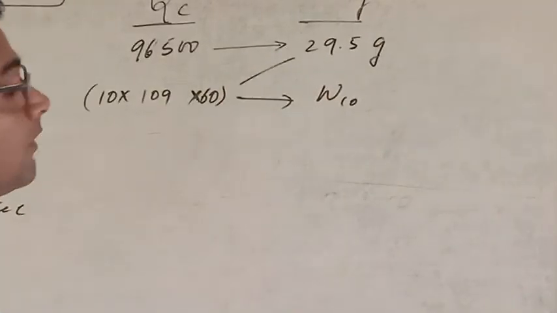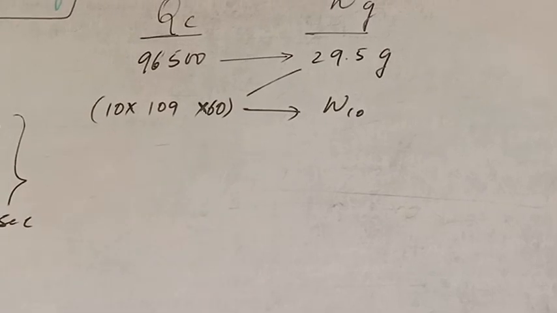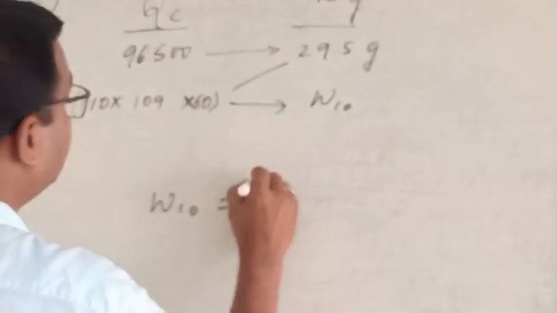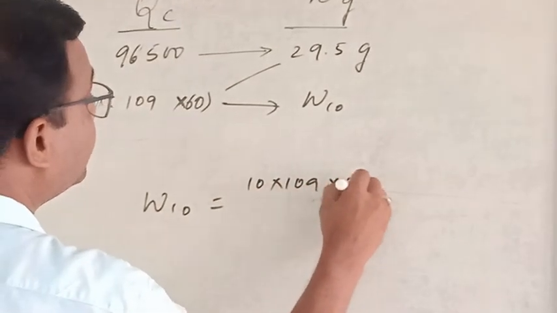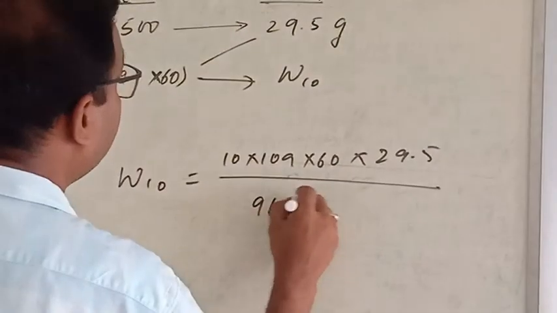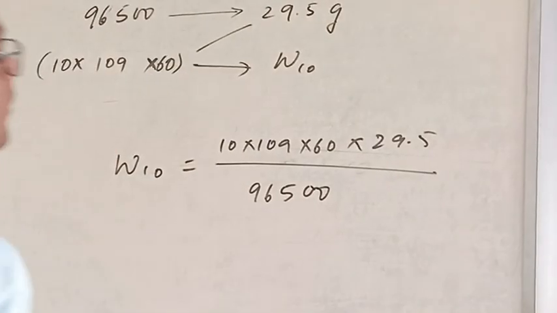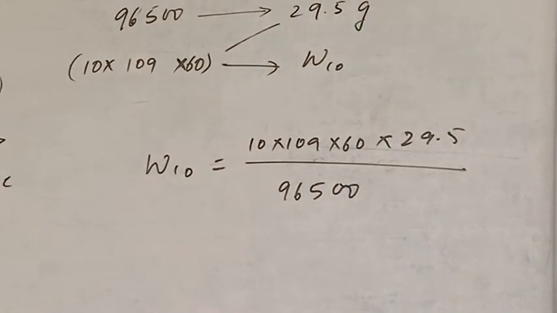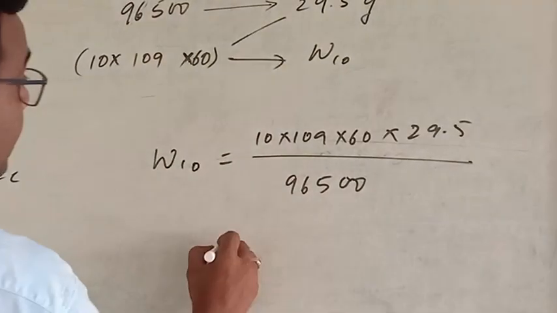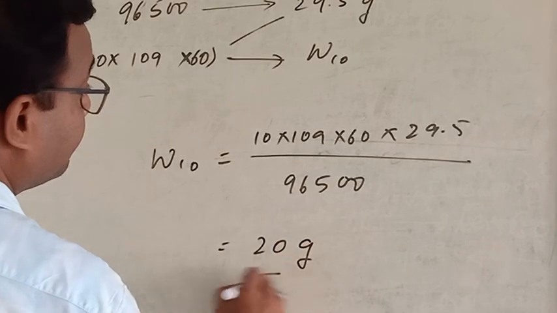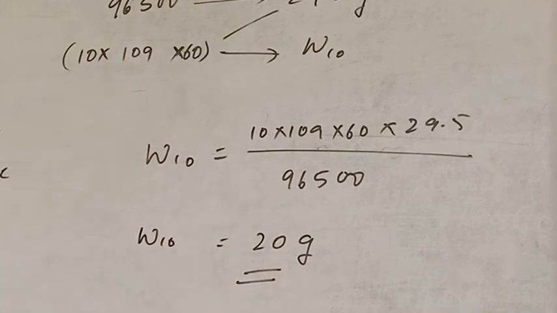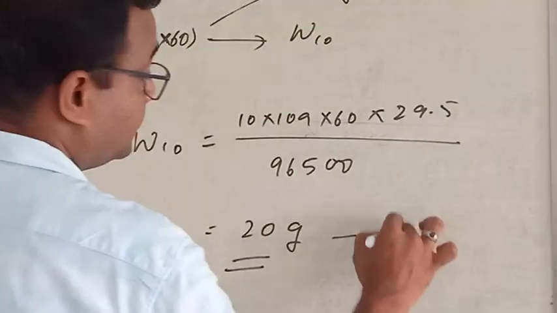For so much current, what amount of cobalt is deposited? That is, cobalt is equal to 10 into 109 into 60 into 29.5 upon 96,500 coulomb. After the simplification we get the value, approximately 20 gram. You just calculate that, you will get 20 gram. So the weight of cobalt is 20 gram, option B.